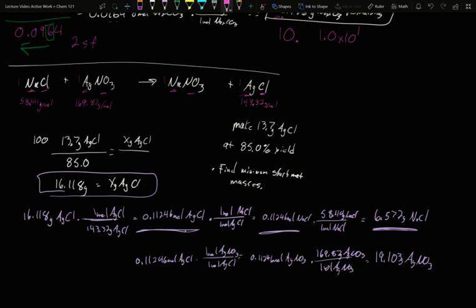Following sig figs, well, we had 3 on our silver chloride, we had 3 on our percentage, and so this will continue through. We still got 3 going in. We're going to have 3 all along the way. And so it's going to be 3 at the end. And so for both of these, it'll be 6.57 grams of sodium chloride and 19.1 grams of silver nitrate. These are the weights of starting materials I would need in order to try to make 16.1 grams of silver chloride, which at 85% yield would then turn into the 13.7 grams we actually wanted to make.